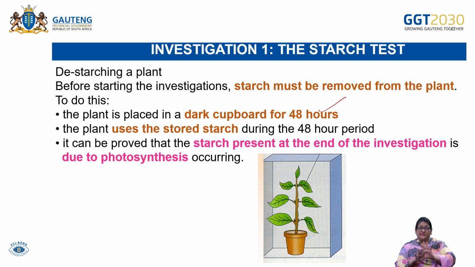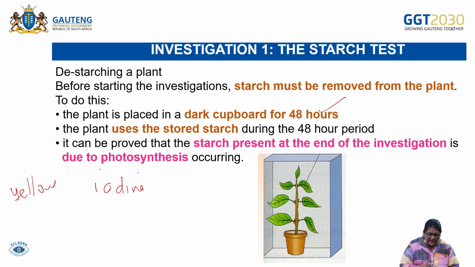So that's the only way. We must remove all the starch. We can, even before we start the experiment, take the leaf and do the starch test. And you know what is the chemical we must use for starch test? We must use something called iodine, which is naturally yellow-brown. Iodine, we use iodine to do a starch test.